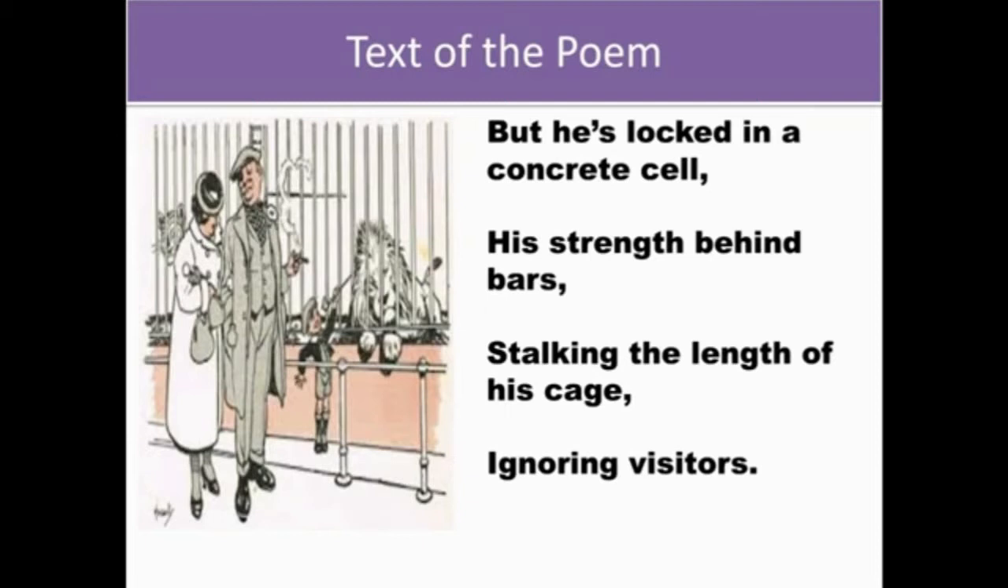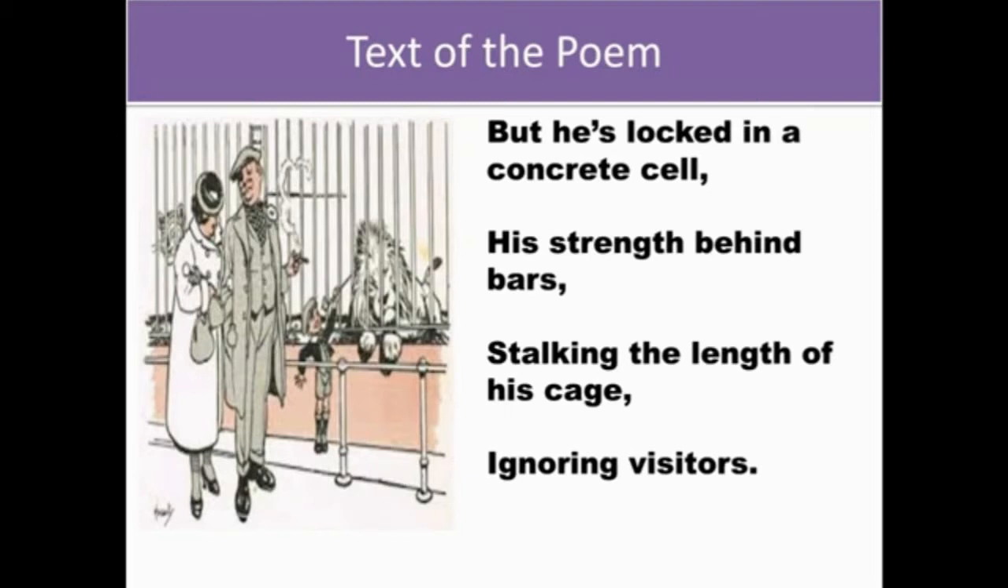Now we will move to the explanation. The poet comes to the reality of the tiger inside the cage. He says that the tiger is confined in a strong cell, which is made of strong building material, concrete. He further says that though the tiger is behind bars, his ferociousness, that is cruelness and violence, remains. He is very powerful, though he is behind the bars. He just stalks in the cage.